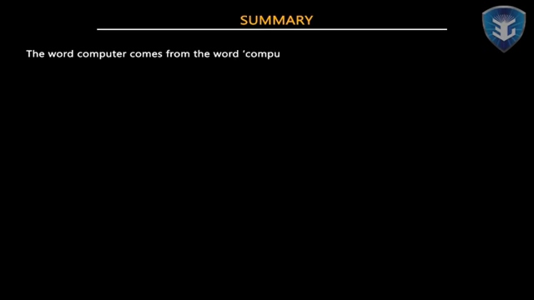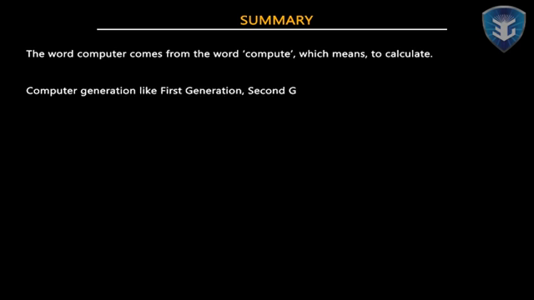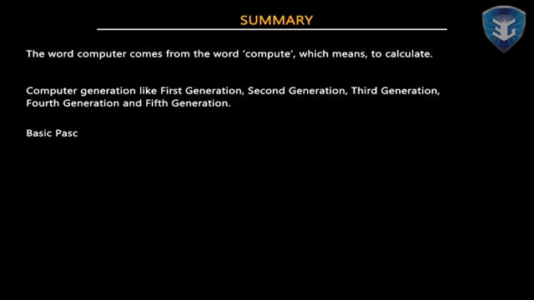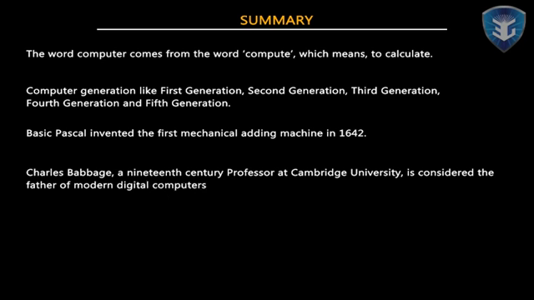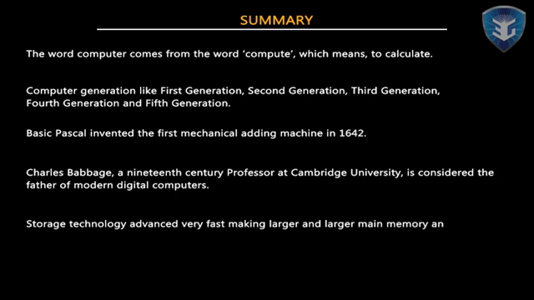Now in the end, let us summarize what we have learned in this lecture. The word computer comes from the word compute, which means to calculate. Computer generations are first generation, second generation, third generation, fourth generation, and fifth generation. Blaise Pascal invented the first mechanical adding machine in 1642. Charles Babbage, a 19th century professor at Cambridge University, is considered the father of modern digital computers. Storage technology advanced very fast, making larger and larger main memory and disk storage available in newly introduced systems.